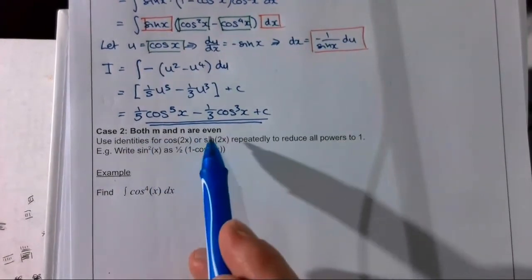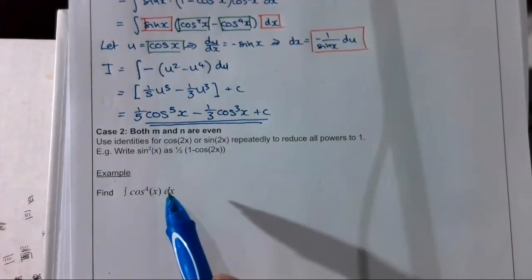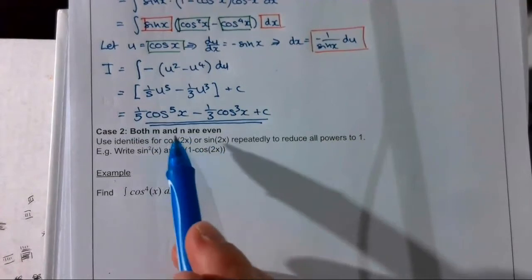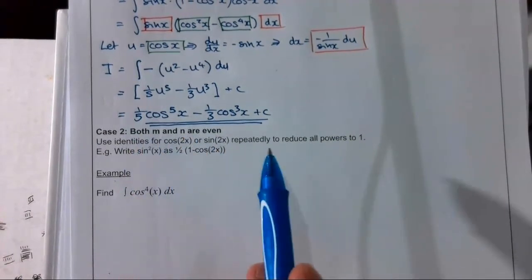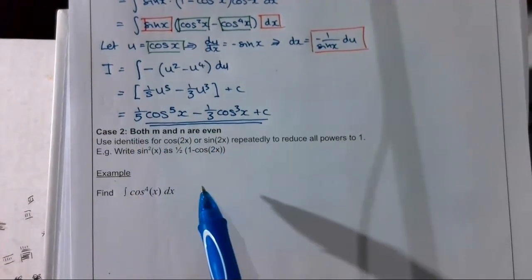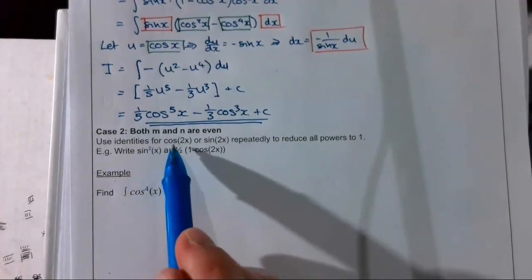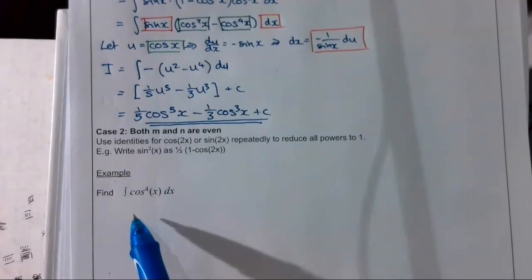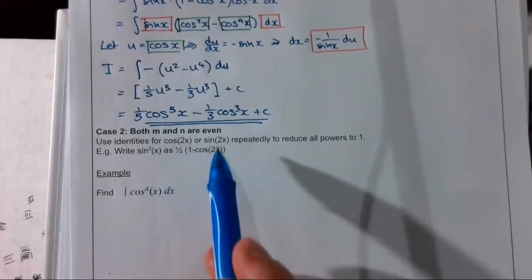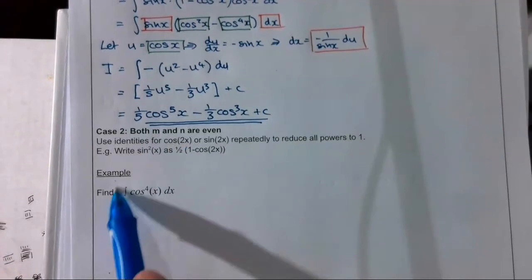Now, when they're both even, we need a completely different strategy, and the strategy when they're both even is you've got to get all the powers down to 1. And you're going to do that by using your formulae for cos of 2x and sine of 2x. So here is an example.